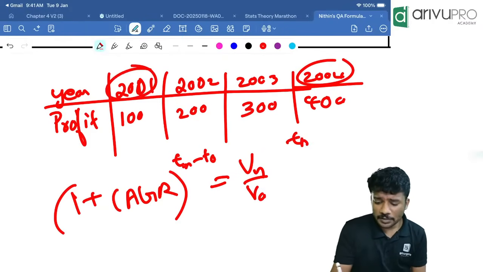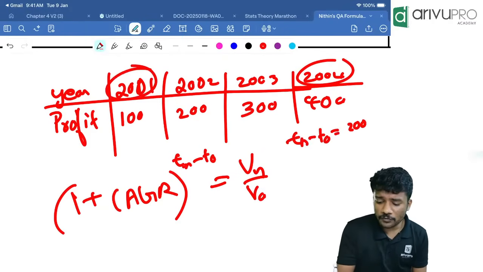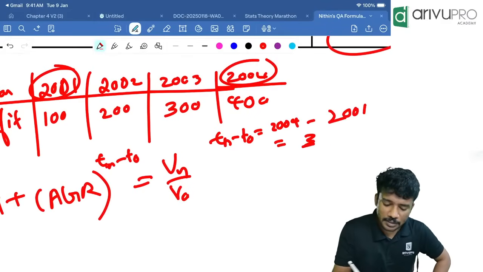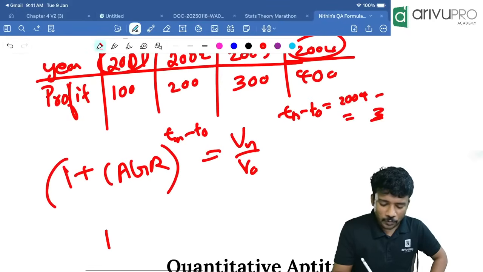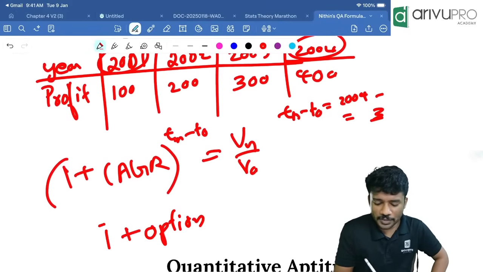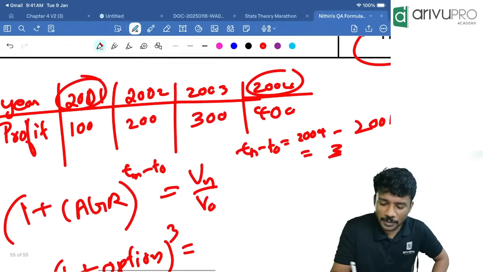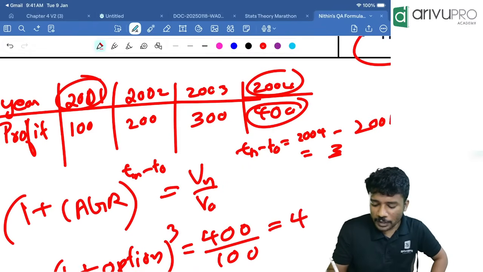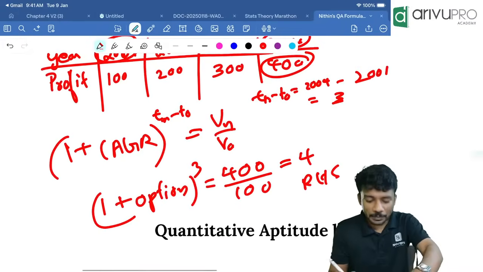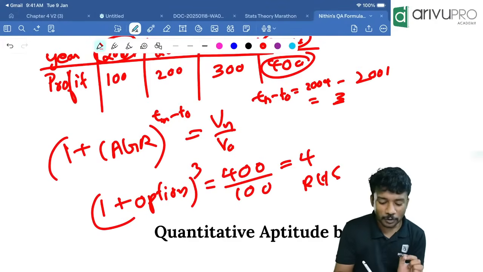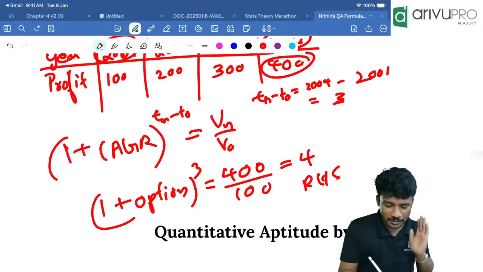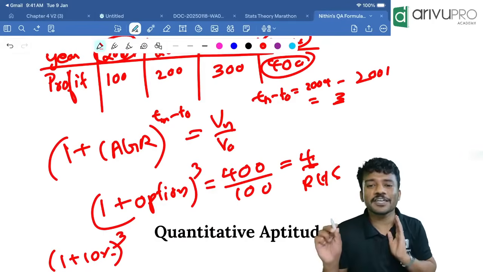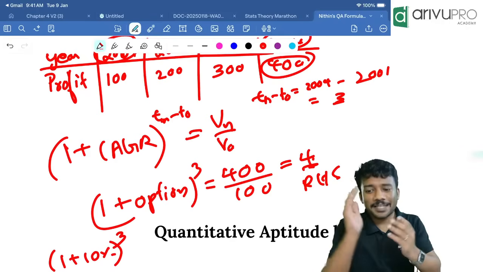So Tn minus T0 will be how much? That is nothing but 2004 minus 2001, which is 3 years. So Tn minus T0 is 3. So 1 plus, I will write option, raised to 3, which is equal to Vn by V0, that is 400 divided by 100, which is equal to 4. That means the RHS is 4, and people, using the options, one option you will substitute. For example, the first option is 10%. 1 plus 10%, the whole power 3 you will check. Whichever option is giving you 4 as the right answer, that option is your answer.